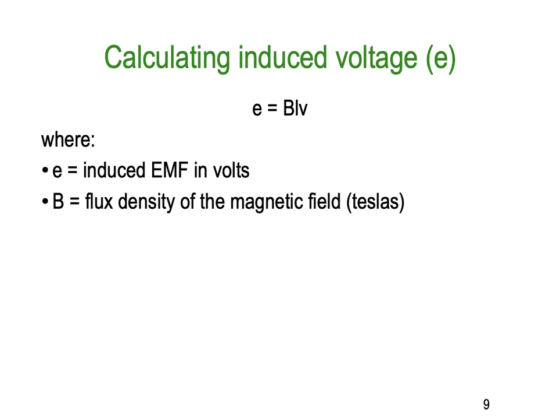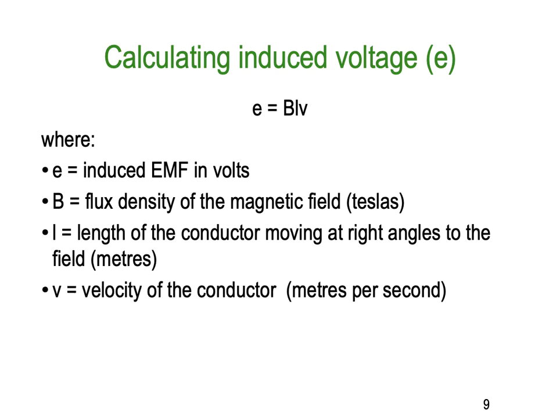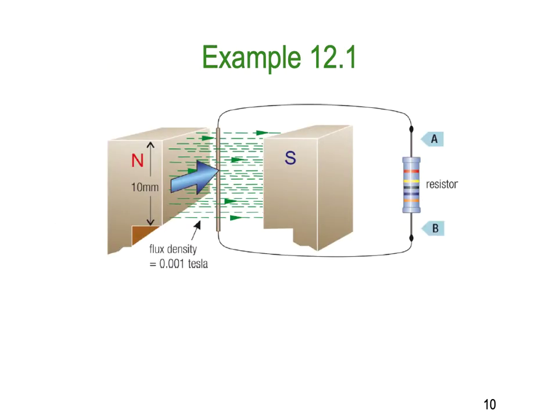B is the flux density, of course, measured in Teslas that we've already discovered. And L is the length of the conductor that is moving at right angles to the field, and it's measured in meters. So EMF is in volts, flux density is in Teslas, and L is in meters. And of course the final one is velocity, and that's in meters per second, both SI units. The SI unit for time is the second, and for length is meters, so meters per second for velocity, being a measurement of speed, obviously.